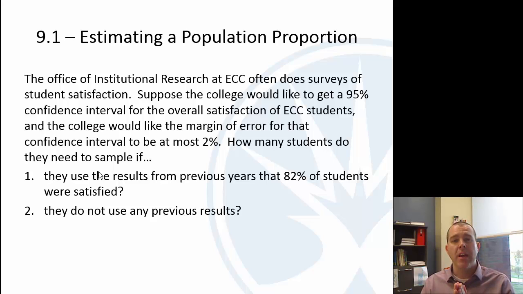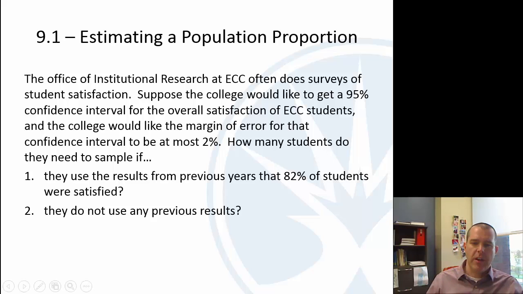So we want to say, you know what, whatever overall with ECC, but we want to be really certain, so 92 plus or minus 2%. The question is, how many students do we need? And we're going to do it with two conditions. One, that we use the previous year's survey result that 82% of students were satisfied. And what if we don't use any previous results?